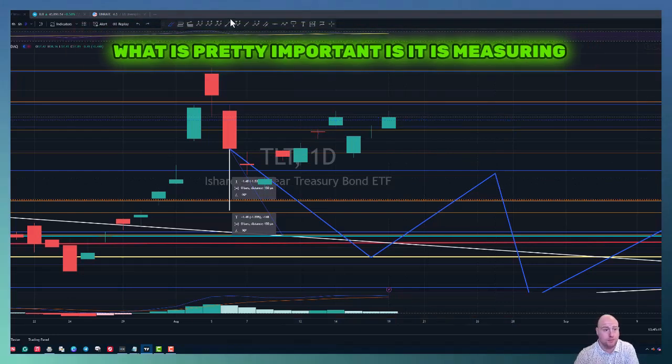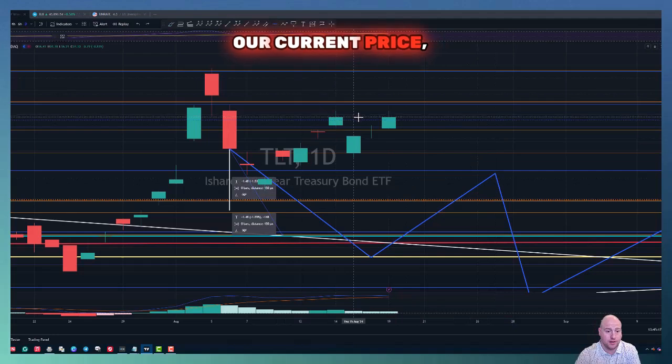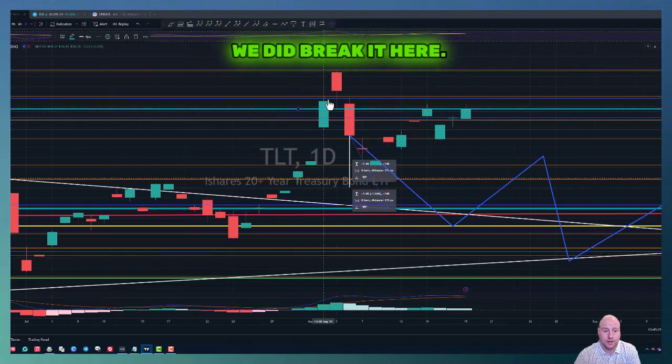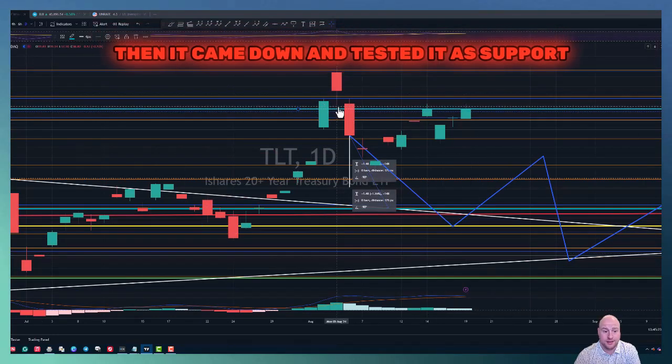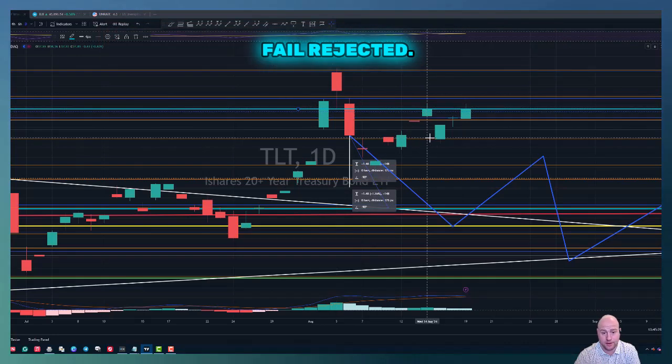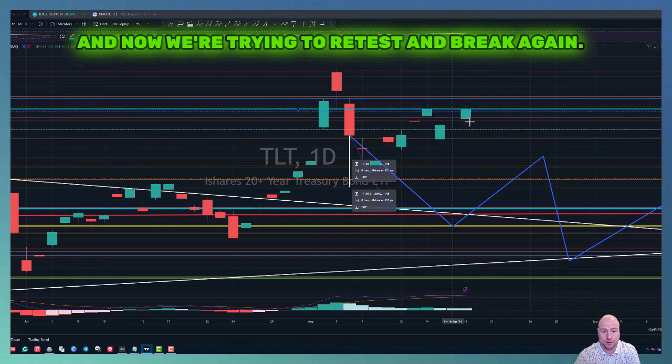However, what is pretty important is it is measuring our current price, which happens to be where we got stuck at the other time we tried to break it. We did break it here, then it came down, tested it as support, fell through, sold off completely. Now we've been trying to retest and break, fail, rejected, and now we're trying to retest and break again.